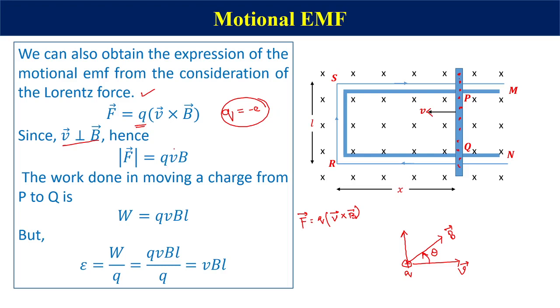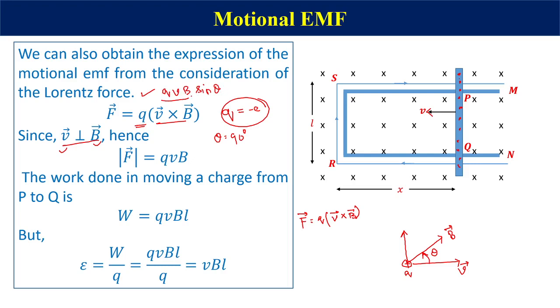So if it is so, in that case, the magnitude of F is given by q v B, because theta is equal to 90 degrees. Theta means the angle between the velocity vector and the magnetic field vector. So if you just simplify this cross product, this will give you q v B sin theta. So if you put theta to be 90 degrees, sin 90 is equal to 1.